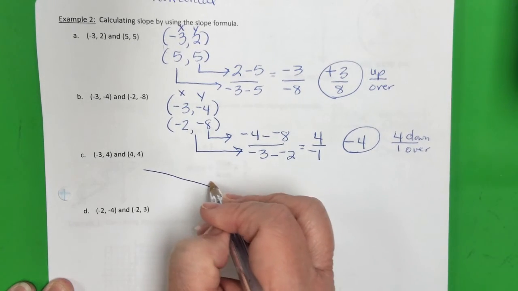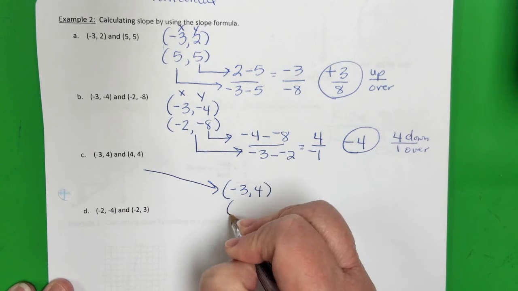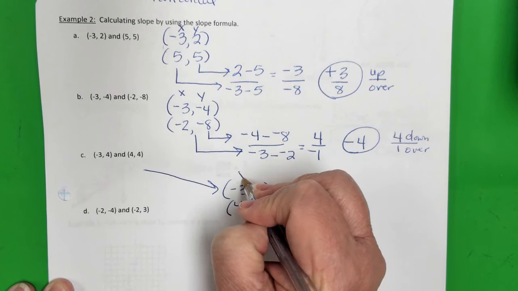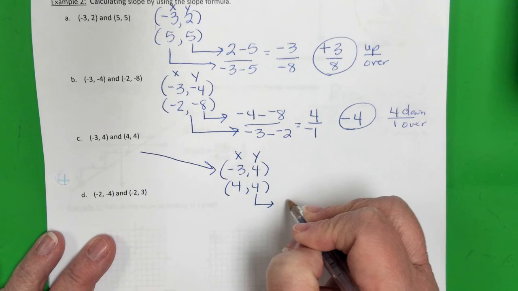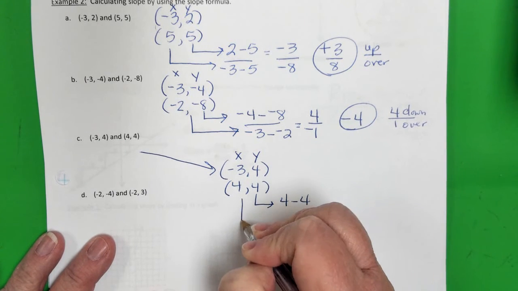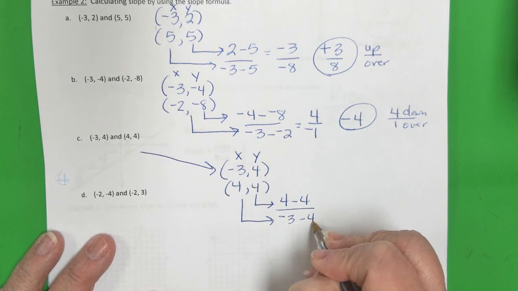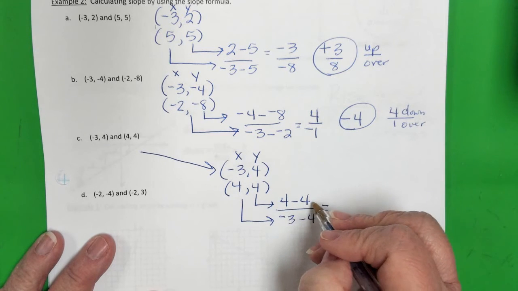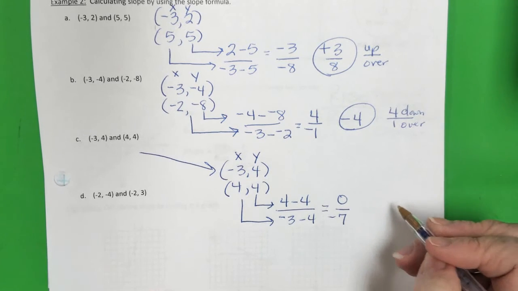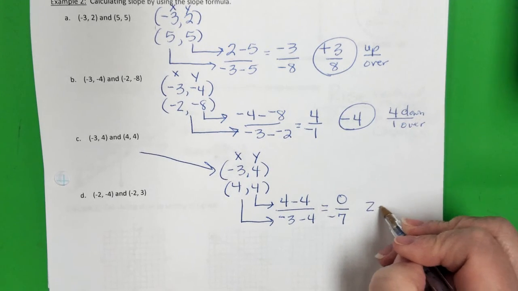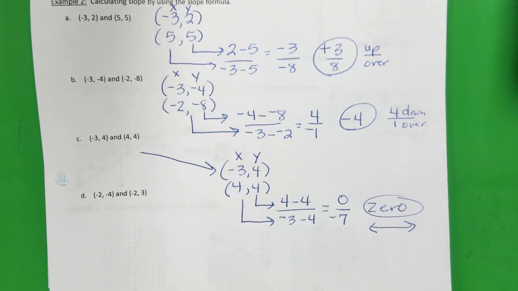All right, this ordered pair, I'm running out of room. -3, 4, 4, 4. Remember, the first value is x, the second value is y. 4 minus 4, subtracting the y's on top. Now for the x's, -3 minus 4. 4 minus 4 is 0. -3 minus 4 is -7. 0 divided by -7 is 0. A line that would be 0 slope, remember, is totally horizontal.